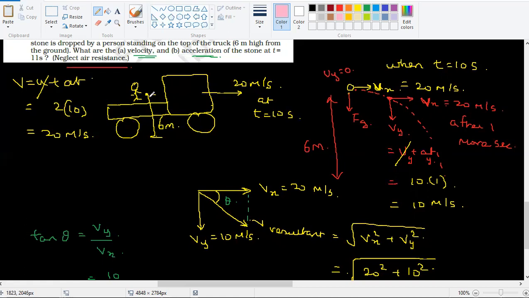The moment you leave the ball, it is completely disconnected from the lorry or the truck, which means whatever the velocity is at that particular instant, t is equal to 10 seconds, that is your memory velocity. That's why I gave you an important concept: force and acceleration, no memory. Velocity, yes, memory is there, because of Newton's first law.